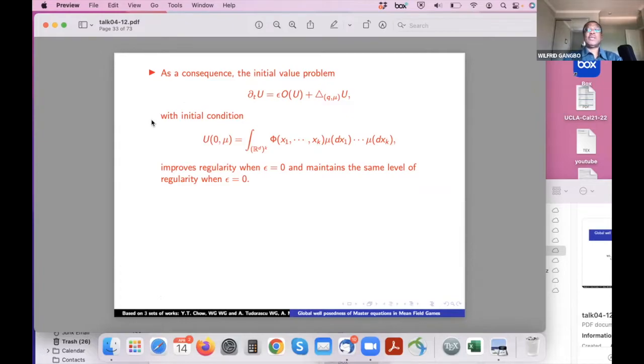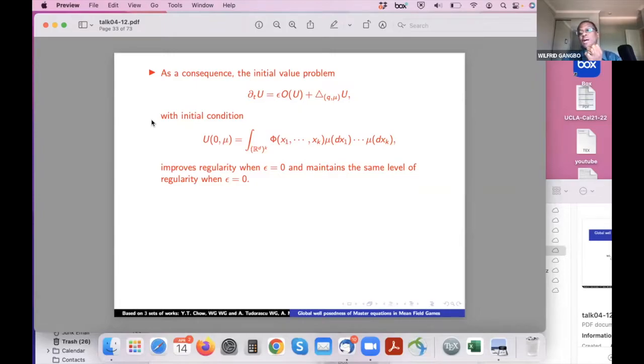you take the partial Laplacian, you add epsilon O to it, and assume that your initial condition belongs to this special class. You improve regularity when epsilon is strictly greater than 0. So what appears here on the slide is false. I am supposed to write epsilon strictly greater than 0. And you maintain the same level of regularity when epsilon equals 0. So O has a smoothing effect.